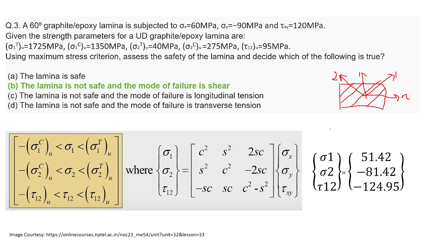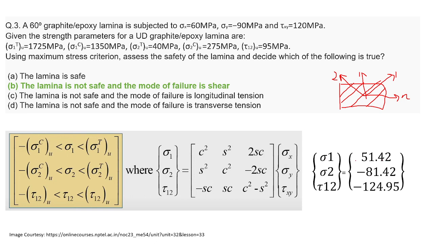Now there is already this matrix, sir has taught before also how we can change the values from the global axis to the principal axis by using a stress transformation matrix. So this is the stress transformation matrix where C signifies cos theta. Here theta is given as 60 degrees and S is sin theta. When you put the values of cos and sin theta here, you will get the values of sigma 1, sigma 2 and tau 12 as this. This will be the final values. As sigma x, sigma y and tau xy are also given, you will get these values.